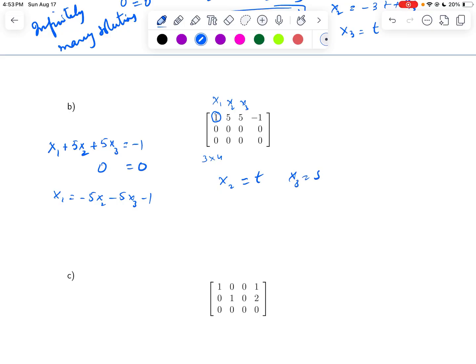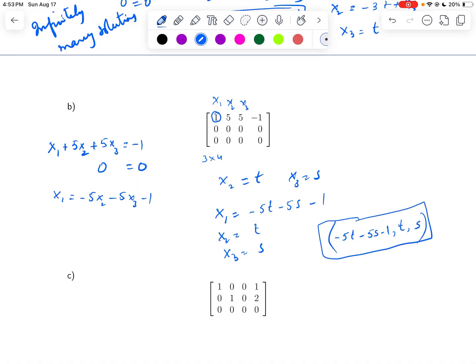Then our x1 will be equal to negative 5t minus 5s minus 1. x2 will be equal to t and x3 will be equal to s. So our solution will be negative 5t minus 5s minus 1, comma t, comma s. So now look here, 5 and s kind of look similar, so just be careful to write properly so that it is distinguishable.